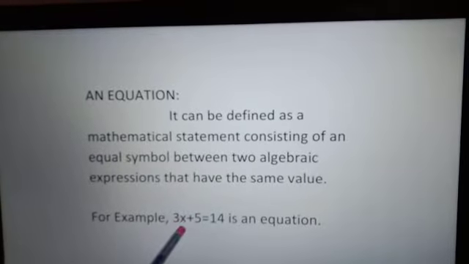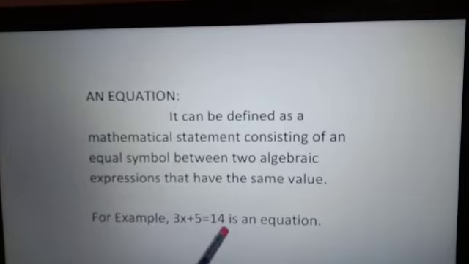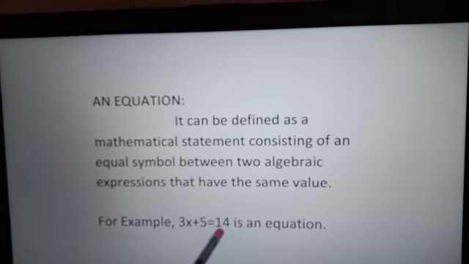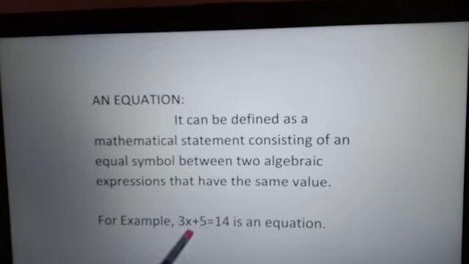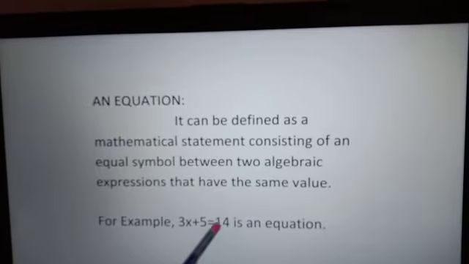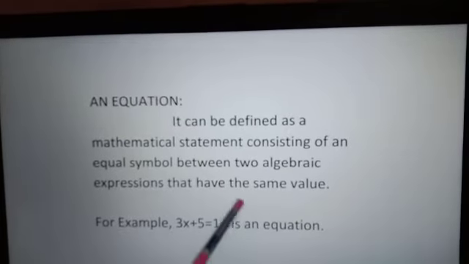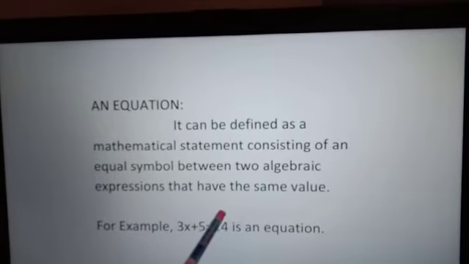Here 3x plus 5 is an expression. 14 is also an expression. Here the two expressions are made equal by this equal symbol. So it is called an equation.